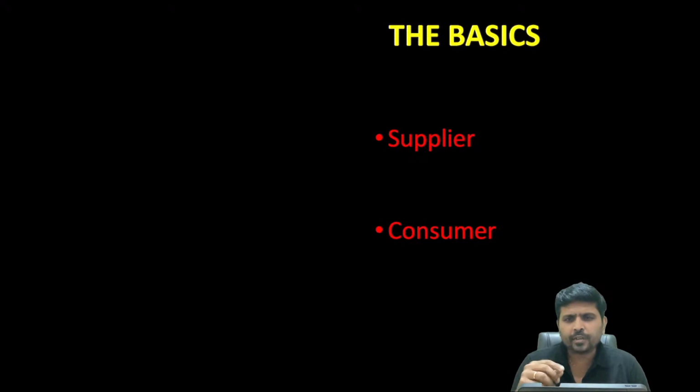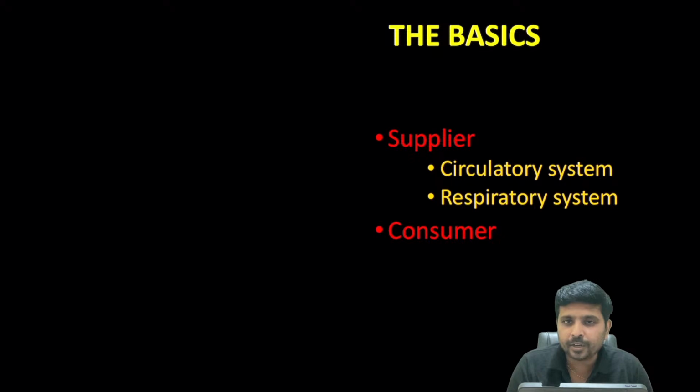We all know that your oxygen and the blood is supplied by two important organs. What are those important organs? Your circulatory system and respiratory system. Your circulatory system is the one which supplies oxygen in the form of hemoglobin to the tissue. Your respiratory system carries the carbon dioxide from the tissue to the external atmosphere. And these are the main suppliers: your cardiovascular system as well as the respiratory system, your heart as well as your lung.